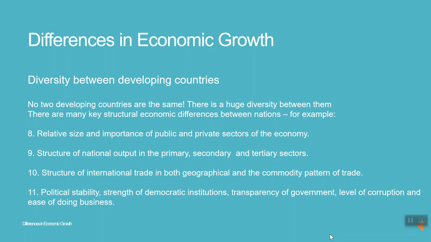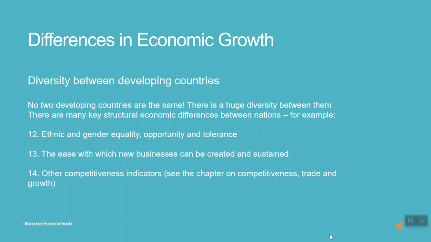10. Structure of international trade in both geographical and the commodity pattern of trade. 11. Political stability, strength of democratic institutions, transparency of government, level of corruption and ease of doing business. 12. Ethnic and gender equality, opportunity and tolerance. 13. The ease with which new businesses can be created and sustained.